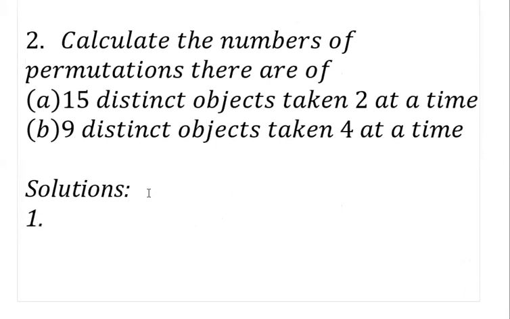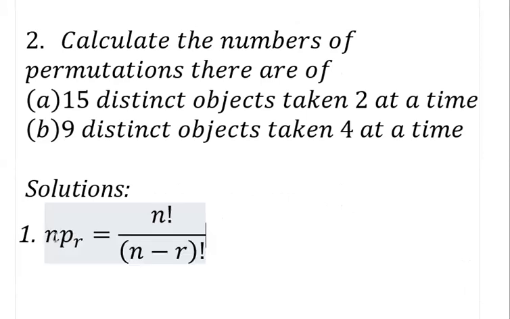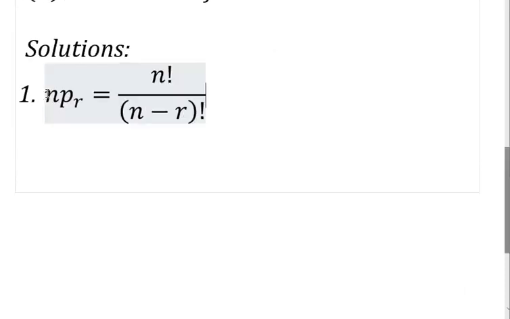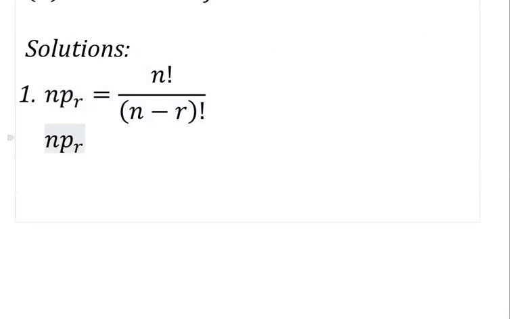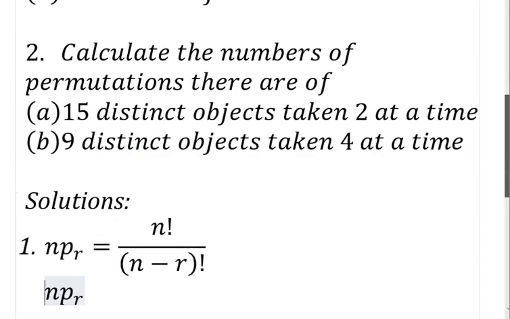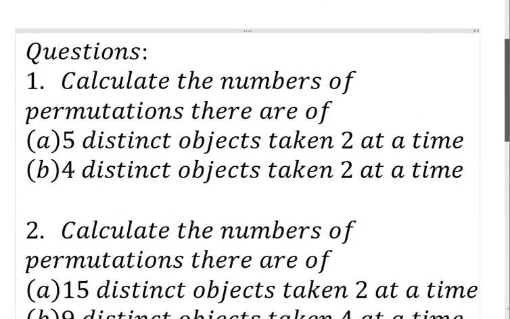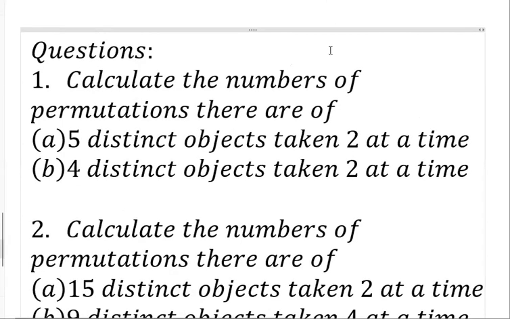First thing first, if you remember our formula, we were able to establish that n permutation r is n factorial over n minus r factorial. That is our formula, if you remember. So the next thing for us is to establish from this question what our n permutation r is. So we bring it down here. From that, we'll be able to solve our question. Very important. So with that, let's go.